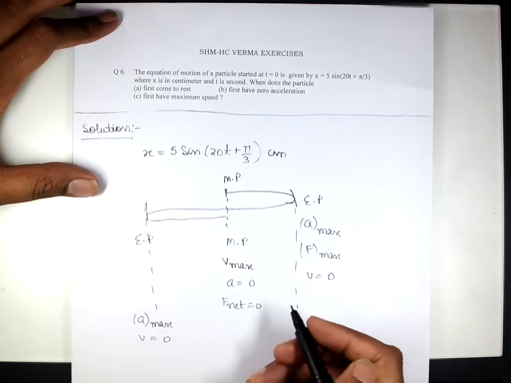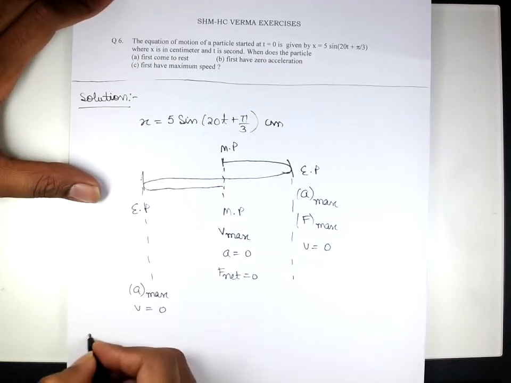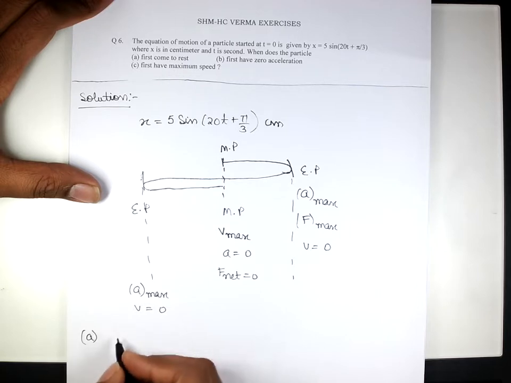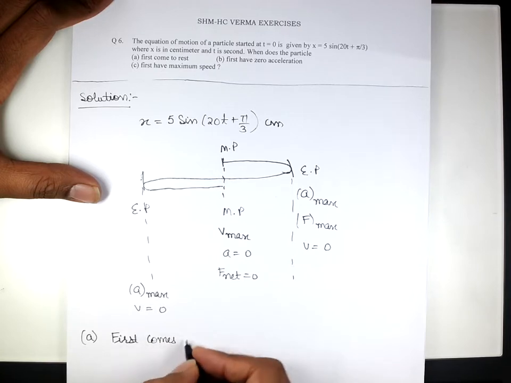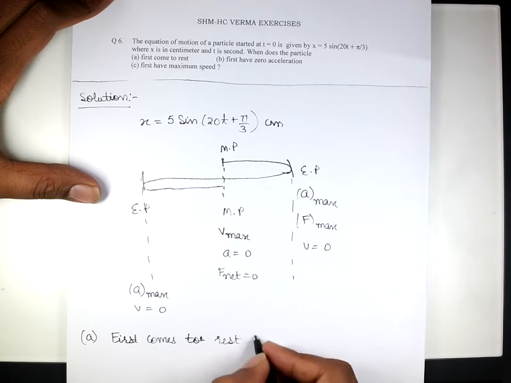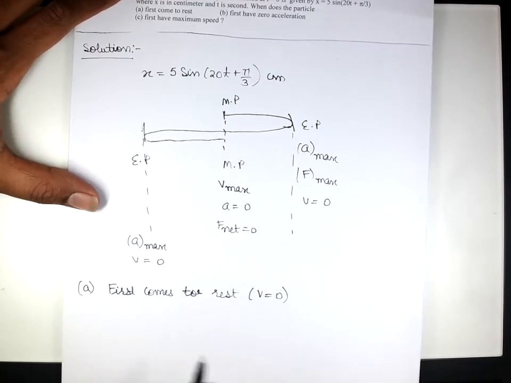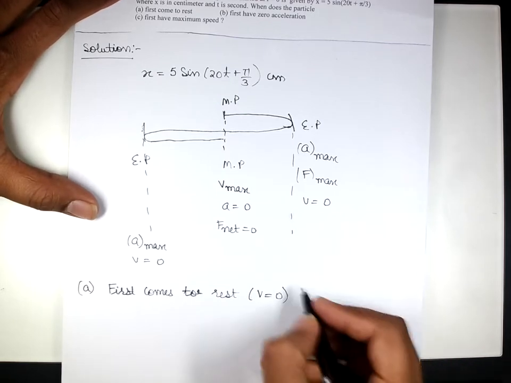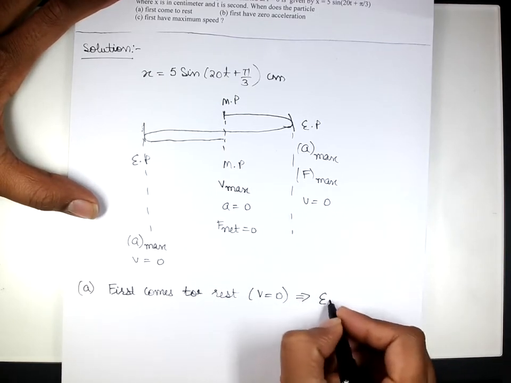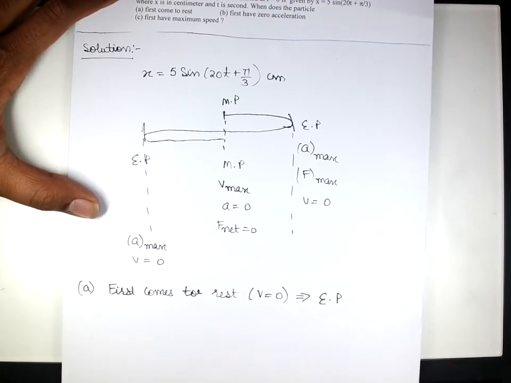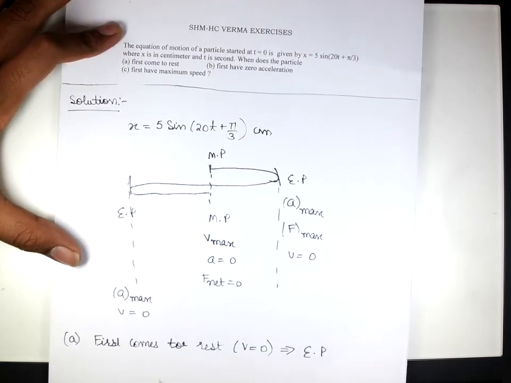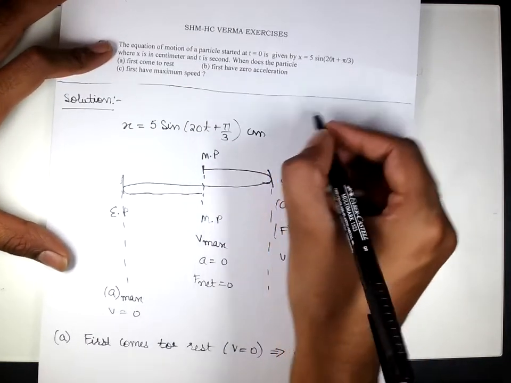In the first part, he is talking about the point where the particle first comes to rest. Rest means velocity being equal to 0. That means he is talking about the point where velocity is equal to 0, and that is only the extreme position in this case. Now the particle starts with x at t equal to 0.